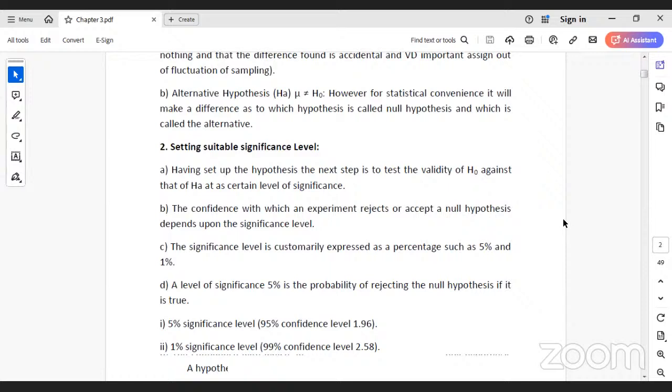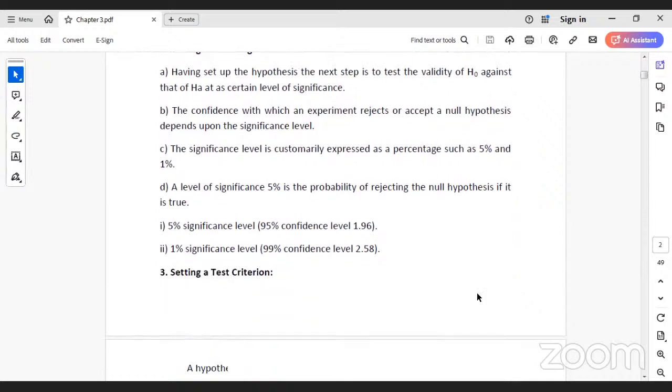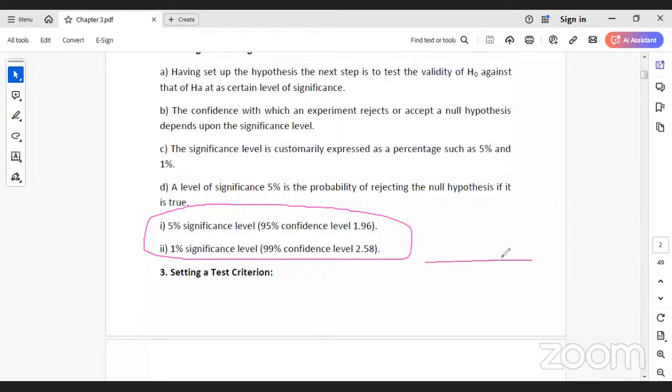Here you have to remember two important points. So generally, you listen carefully. This is a normal curve.